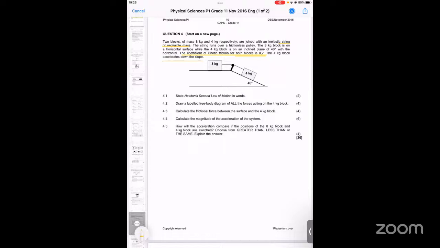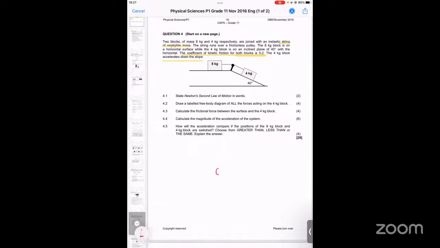So can you see, Didintle, that there's no way the 4 kg can accelerate down the slope and then everything else is moving up or towards the left? Can you see? Yes, yes, sir. Yeah, so that's why I wanted you to read that statement.